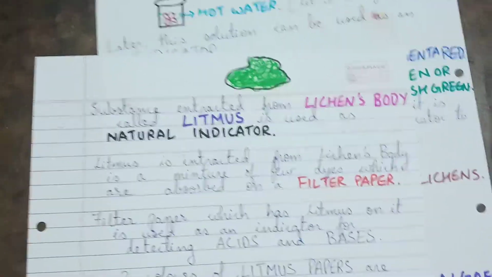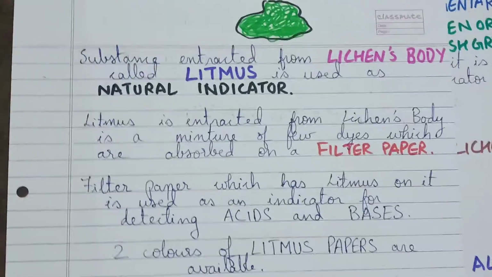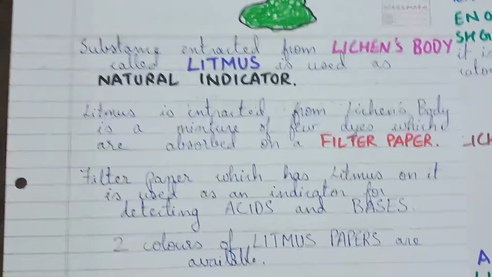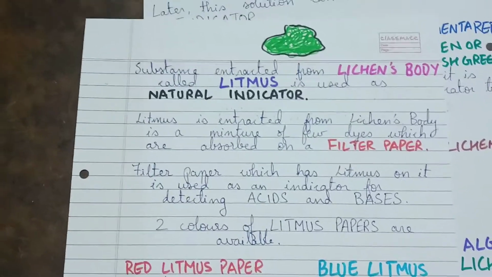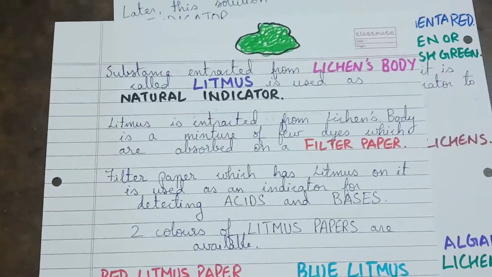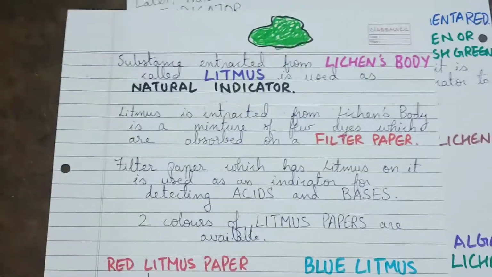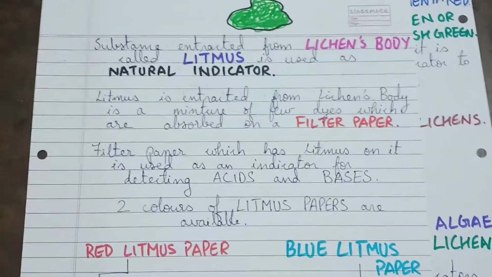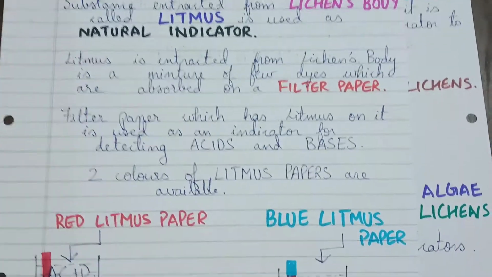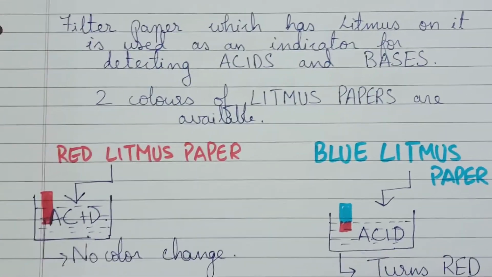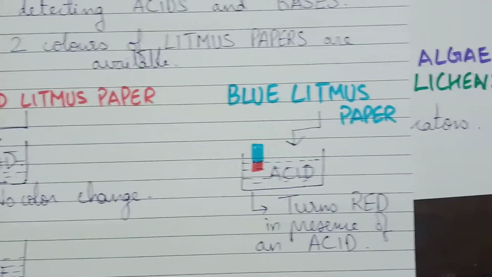So litmus is extracted from where? It is extracted from the lichen's body and is a mixture of a few dyes. You take that litmus and absorb it on a filter paper. The filter paper which now has litmus on it can be used as an indicator for detecting acids and bases. Two colors of litmus papers are available: one is red litmus paper and another is blue litmus paper.